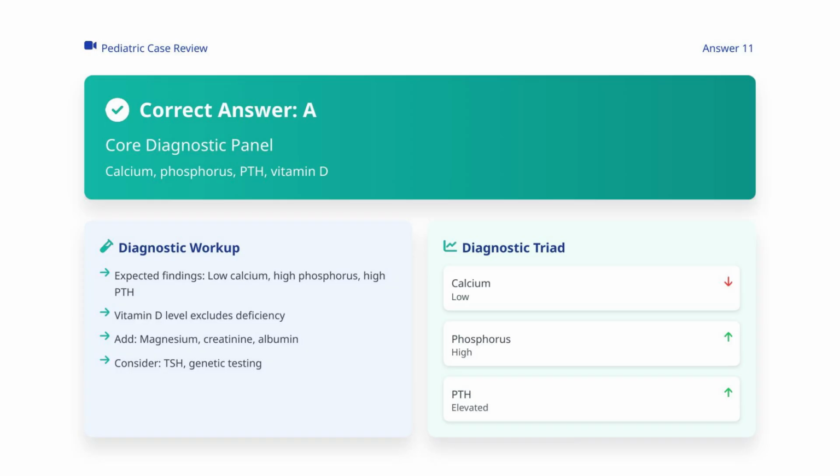Pseudohypoparathyroidism demonstrates low calcium, high phosphorus, and elevated parathyroid hormone, the diagnostic triad. Vitamin D assessment excludes deficiency as an alternative cause. Additional tests include magnesium, affecting parathyroid hormone secretion, creatinine evaluating renal function, and albumin for corrected calcium calculation. Thyroid-stimulating hormone identifies multi-hormone resistance. Genetic testing confirms GNAS1 mutations. This comprehensive panel establishes diagnosis and excludes differential diagnoses like primary hypoparathyroidism or vitamin D deficiency.